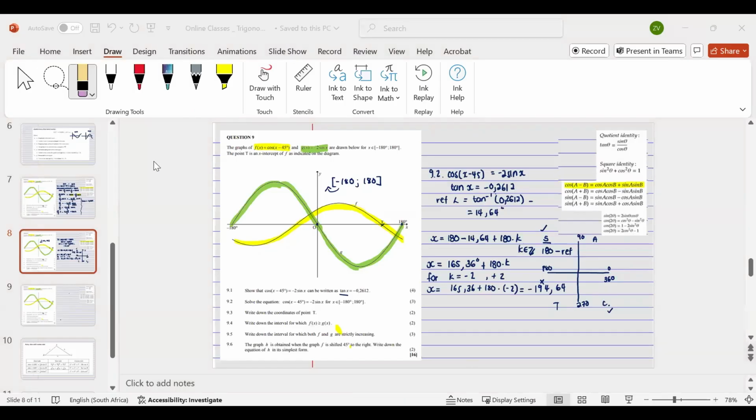Do you see the fact that we're going to do this? So we're going to write it. It's going to be 165.36, and this is going to be plus 180, then open bracket, where you're going to find your K. We're going to start with -2. As we see, -2 gives us 198. It's not between -180 and 180. It's outside, so that one can't be our solution.